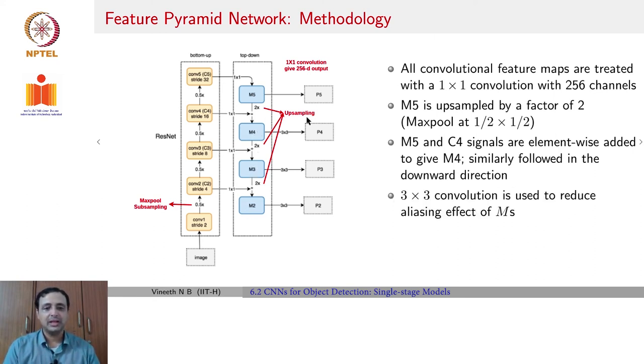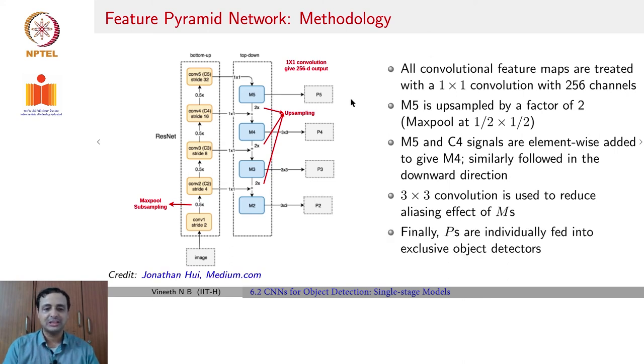Once you do these, a 3x3 convolution is applied on M4, M3 and M2, and this is done to reduce the aliasing effect of the M's. Remember that we are upsampling when we go from M5 to M4, M4 to M3 and M3 to M2. And upsampling, recall, we said could result in aliasing. So to smoothen out those aliasing effects, we use a 3x3 convolution, which takes us from M4 to P4, P3, P2, and so on. So finally, you are left with all of these P's here, which are provided to individual object detectors to get your final predictions.